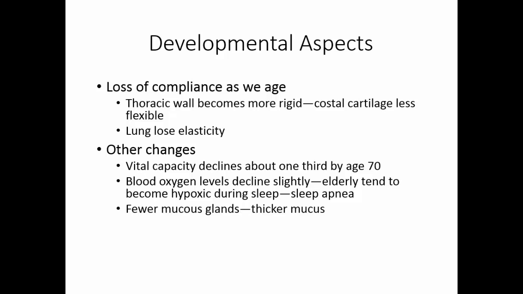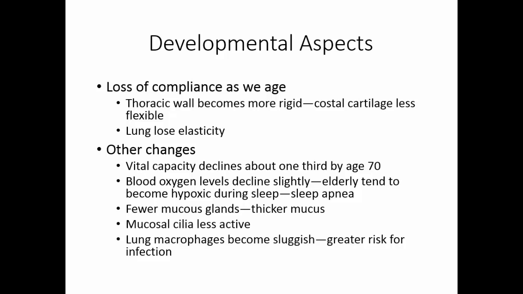There are fewer mucus glands and they secrete a thicker mucus, so there may be more problems with blockage of parts of the lungs. The mucosal cilia become a little less active, and the lung macrophages become a little more sluggish. Both of these put elderly people at a greater risk for infection.